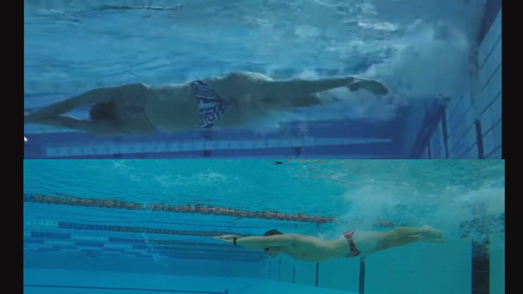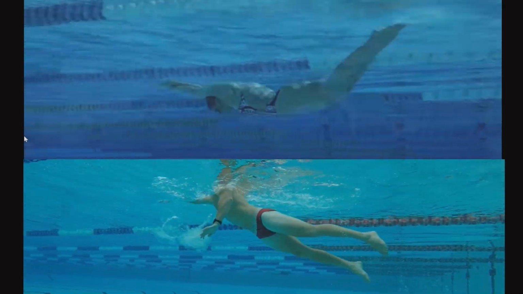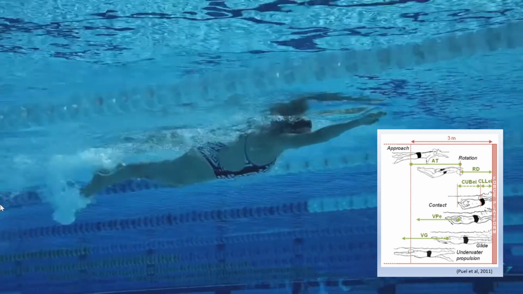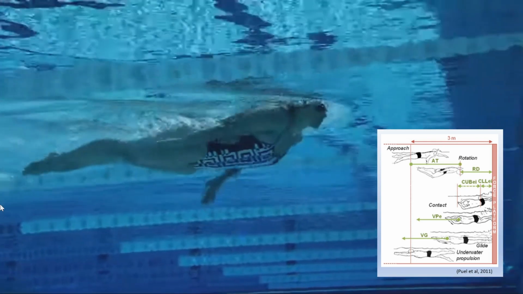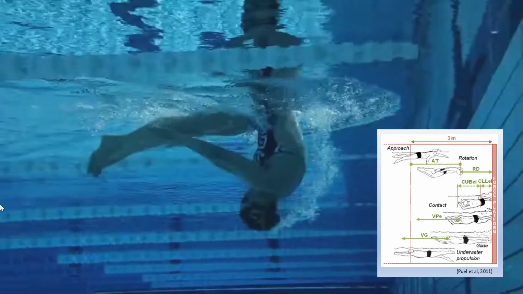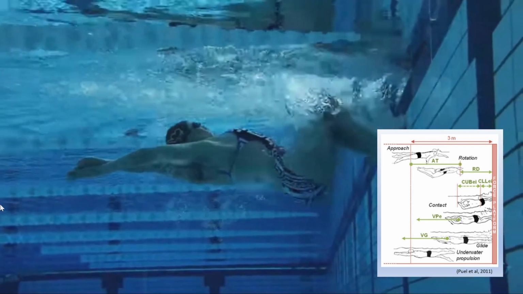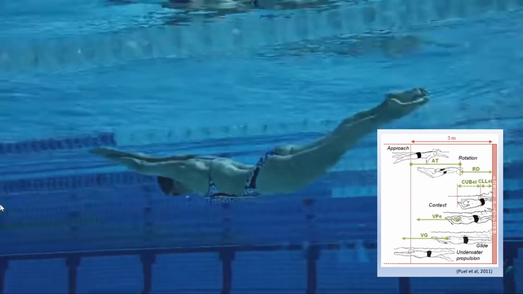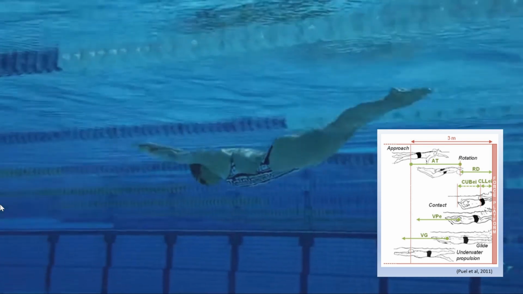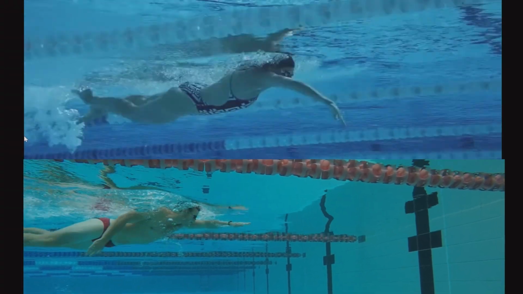Each of these stages is dependent on the skill that preceded it, kind of like a domino effect. So let's look at the slow-mo to analyse. First, Stephanie's approach phase to the wall, into a rotation phase, then there's the wall contact phase, followed by a glide phase, and finally the stroke preparation phase.